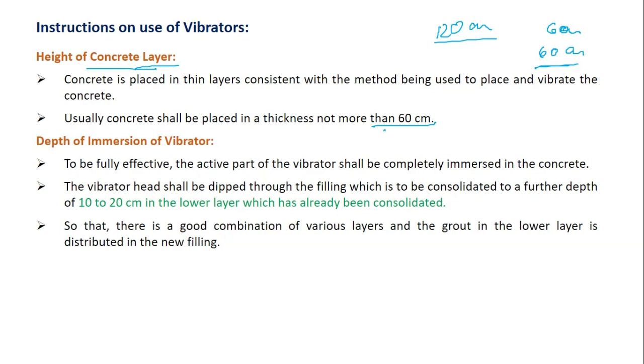But if you put 120 centimeter thickness of concrete layer, vibrating would be less efficient. You cannot achieve full compaction. So you have to take care of the depth of this concrete layer. And moreover, the depth of immersion of the vibrator. This comes when you are using the first kind of vibrator, that is the needle vibrator. The needle vibrator should be inside the concrete in order to fully compact or vibrate the concrete surrounding it.